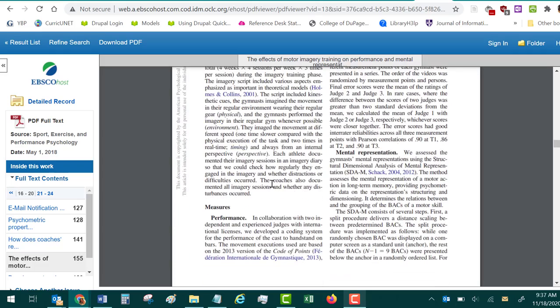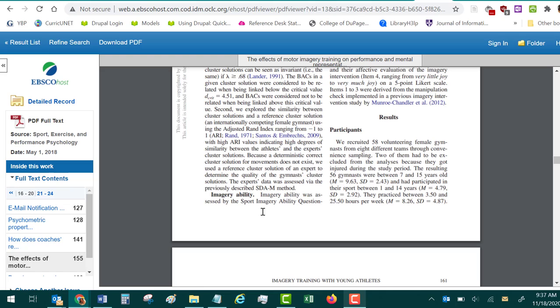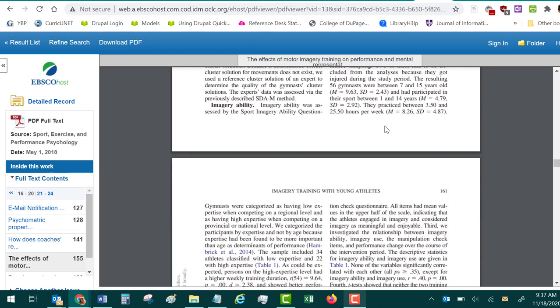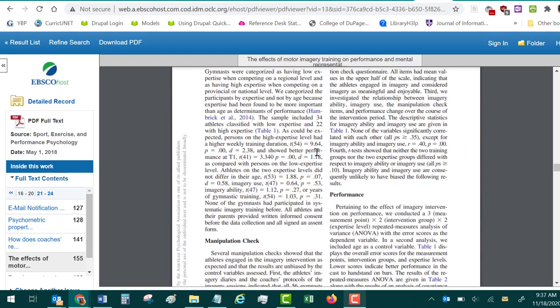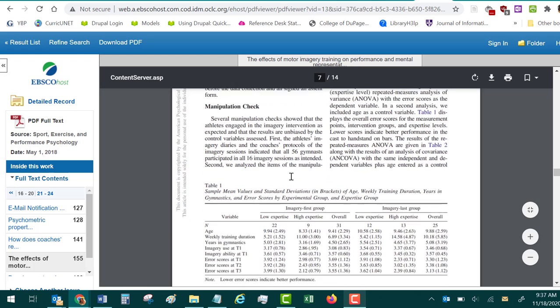As you keep scrolling down, you'll see measures, the information they use to explain. The results here are also a pretty common section in scholarly articles, and this is the data the experiment produced. This is often where you're going to see a chart or a table or a graph. Here you can see lots of different numbers, what happened here.